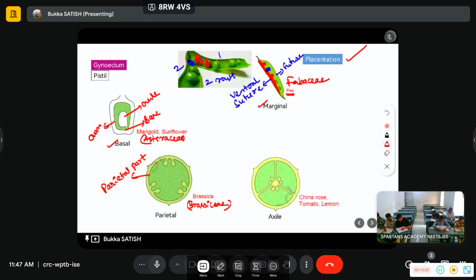Next one, axile. See, exactly. This is the axis of the ovary. It's like a wheel's axle, right? So in the same way, this is like a wheel. This is the axle of the ovary. To the axle of this ovary, ovules are attached. This is where the placentae are present on the axle, and it also has the septa. There are various septa inside this.